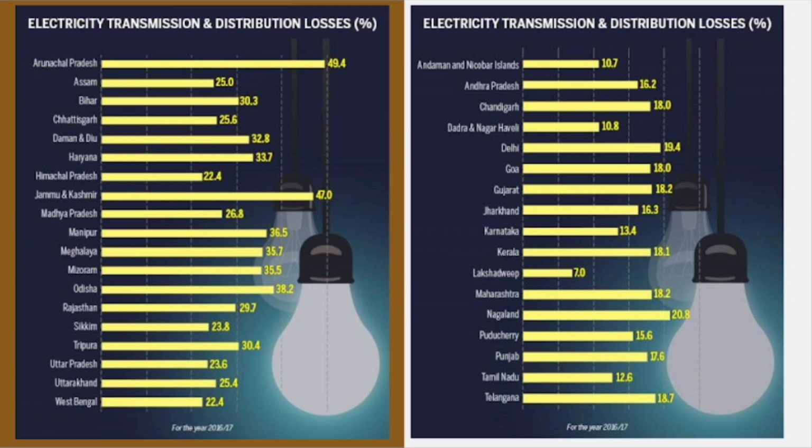How much percentage is lost? Half of it is getting lost. 49%. If you generate 1 kilowatt of power, half a kilowatt is wasted only due to transmission. We generate, we pollute, and we are not utilizing. This is the real scenario.